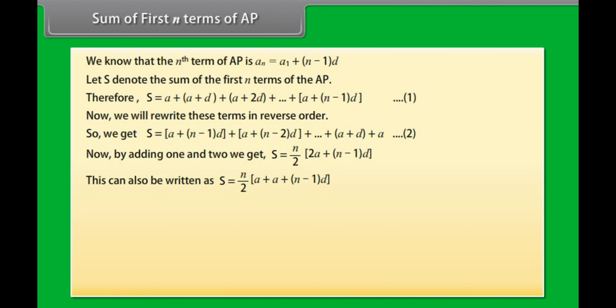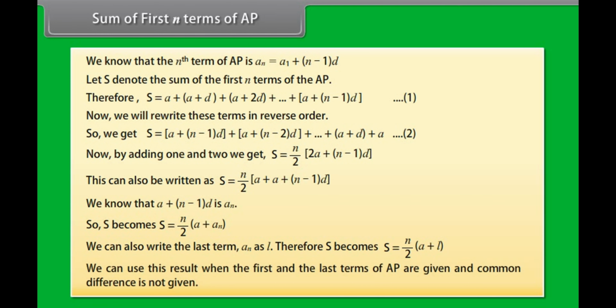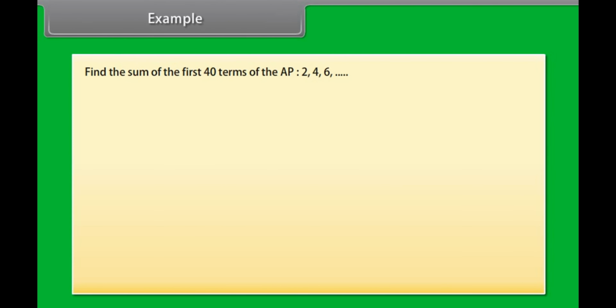This can also be written as, we know that a plus (n minus 1)d is an. So S becomes n upon 2 into (a plus an). We can also write the last term an as L. Therefore, S becomes n upon 2 into (a plus L). We can use this result when the first and the last terms of the AP are given and the common difference is not given. Example. Find the sum of the first 40 terms of the AP 2, 4, 6, and so on.